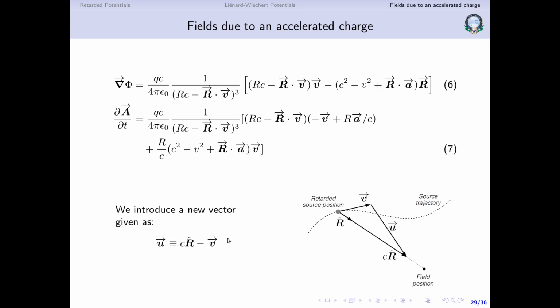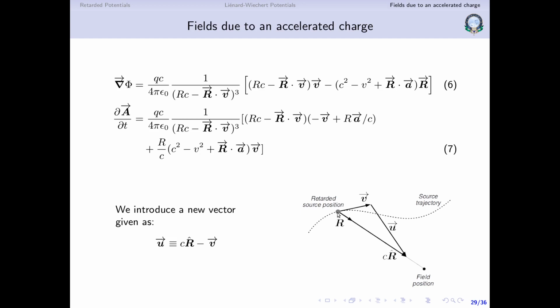Physically, this is how we can understand. What is r̂? r̂ is the unit vector which points from the retarded source position to the field position. Field position is that position where I'm trying to find out the field. Source position is where we have the source charge. So this is the retarded position. At the retarded position, we have a unit vector which points from the retarded position to the field position. So this is your r̂. And then this you multiply with c.